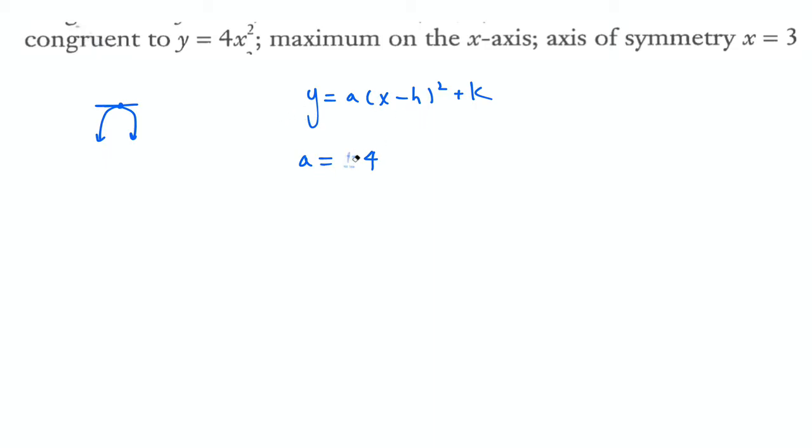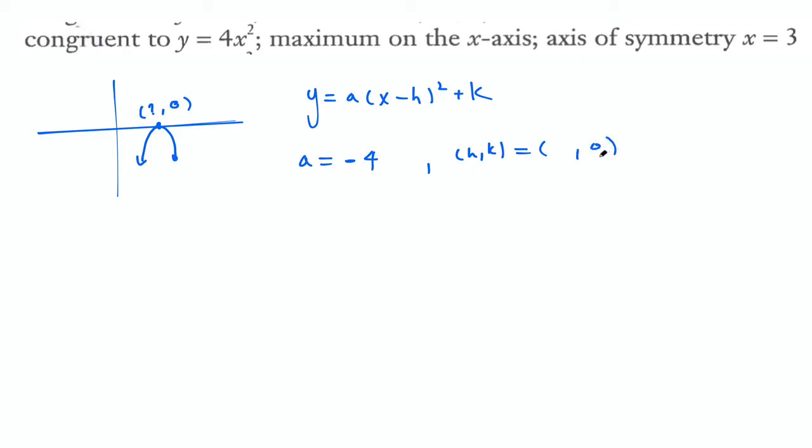So if it's downward facing, a has to be negative, right? But the maximum occurs on the x-axis. Okay, so what this means is, here's my axis. So it's going to look something like this. So we know for sure, right? We don't know what the x value is right now, but we know for sure that the y value must be 0 because the maximum happens on the x-axis. Okay, so then the vertex of this is going to be (h, k), right? Which we don't know what h is right now, but we know that k must be 0.